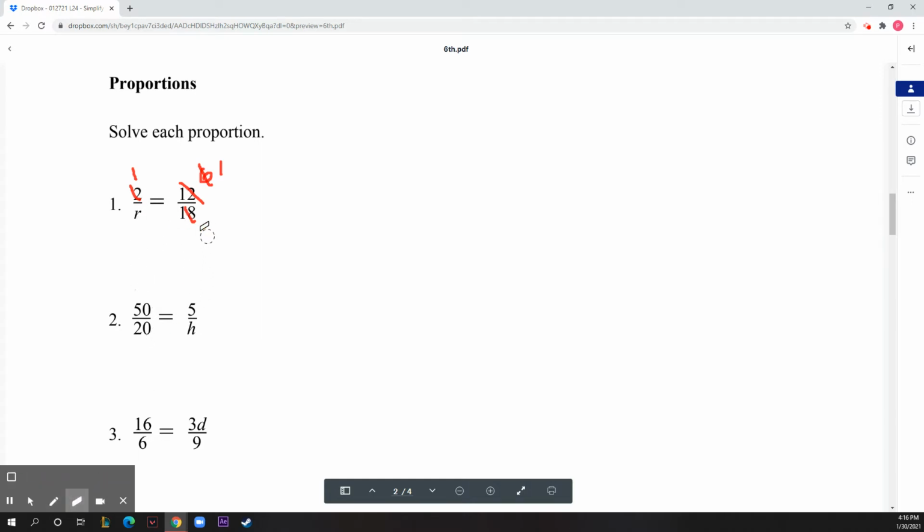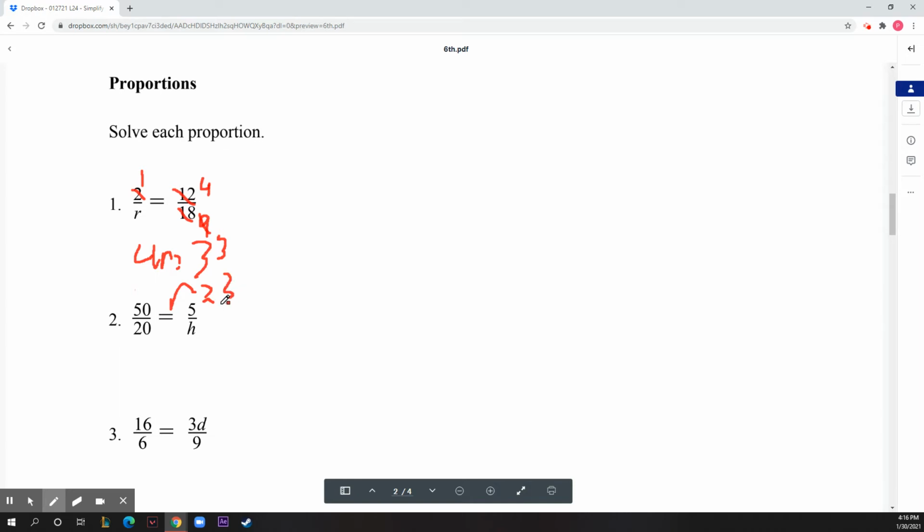What you can't do is this. Let's see. I want to divide these two by 2. Okay, so you get 1 and you get 9. And then you divide this by 3, you get 4. And so you get 4r is equal to 3. Okay, which would mean that r is equal to 3/4.